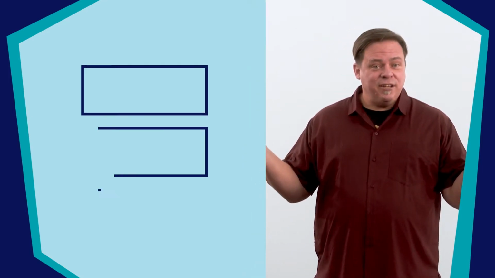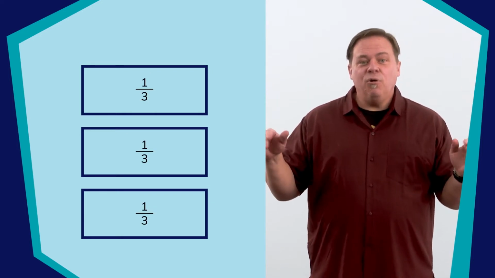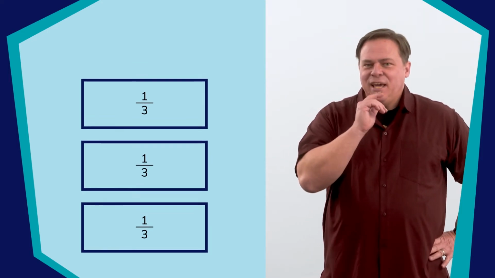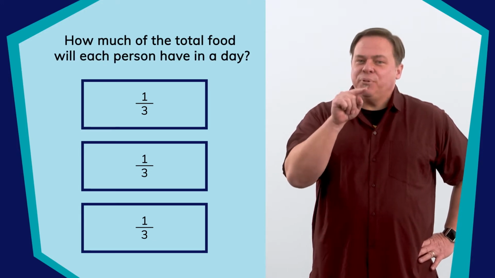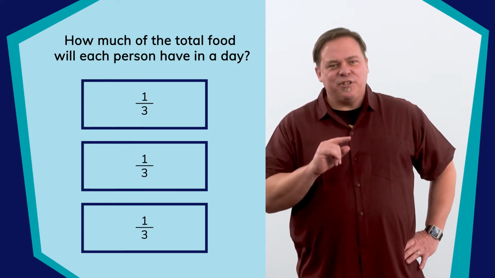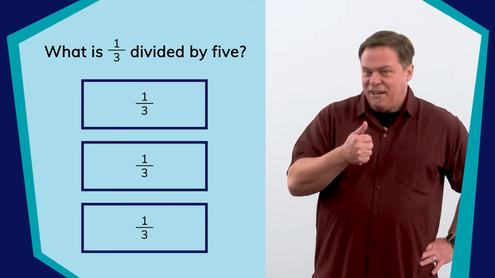But how much food should each person eat each day? I could think of the problem in this way. I'll draw 3 rectangles to represent the food. Each rectangle then is 1/3 of the total food, or how much we'll eat in a day. The question is, how much of the total food will each person have in a day? Really, if you want to put this in math terms, the question is, what is 1/3 divided by 5?